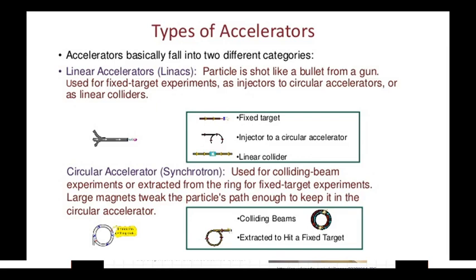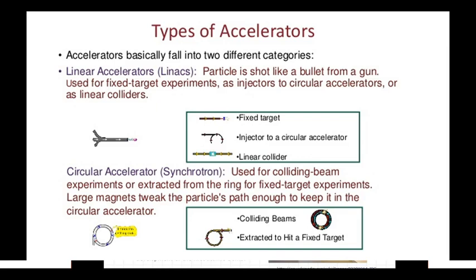Or these accelerators can also be divided into two classes, which are electrostatic accelerators and cyclic accelerators. In electrostatic accelerators, the charged particles are accelerated by applying a constant voltage difference between the source and target. So we have a source and we have a target, and we apply a constant voltage difference between them so that the charged particles are accelerated, and the final energy of the particle is determined by the applied voltage. So the acceleration of the charged particles in electrostatic accelerators takes place in one step.